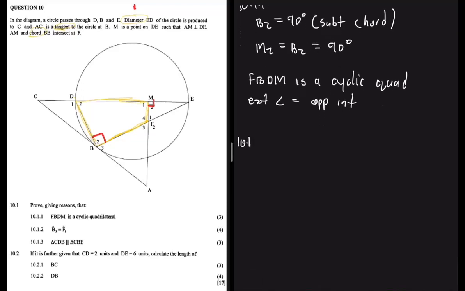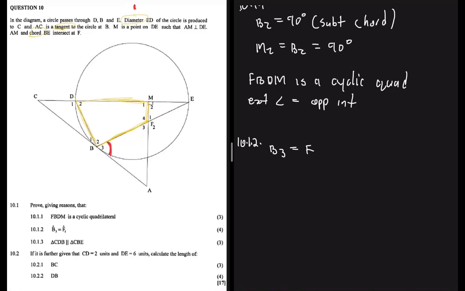So now let's move to 10.1.2 that says prove, giving reasons, that B3 is equal to F1. So where is B3? Okay, yes, B3 here. Let me just remove those 90s so that we can have more clarity on our diagram.